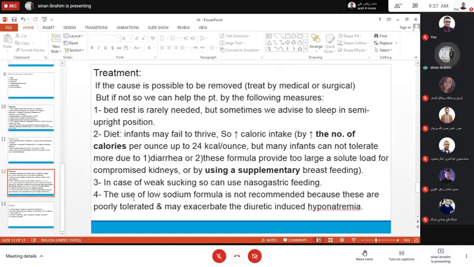Of course, use of low sodium formula is not recommended because these are usually poorly tolerated and exacerbate diuretic-induced hyponatremia, and we get into electrolyte disturbance problems. So we should not give the patient a low sodium formula.